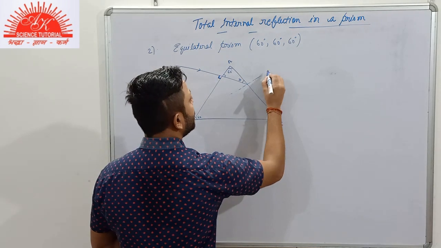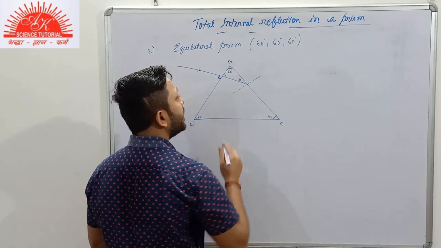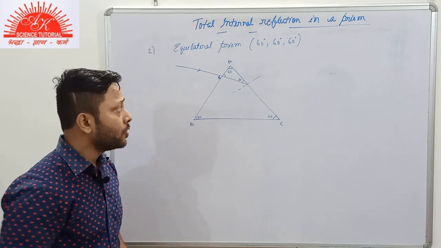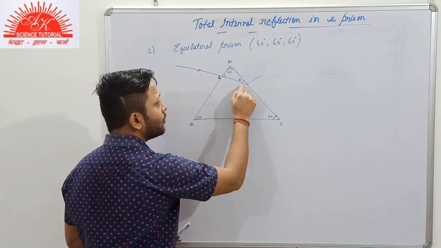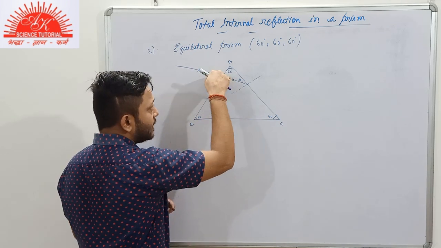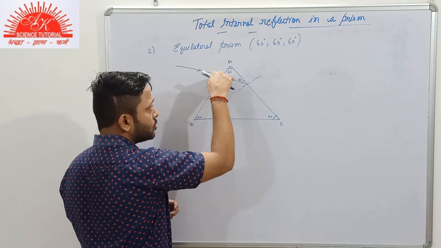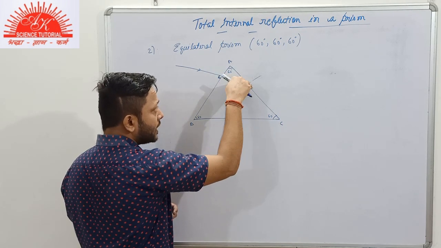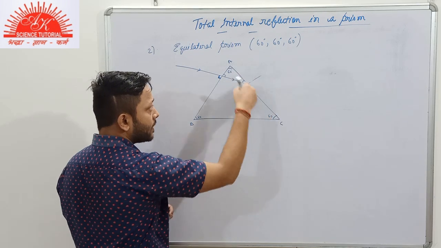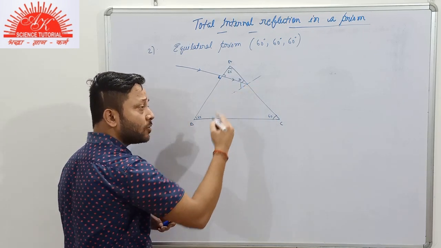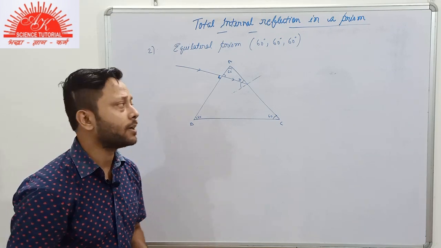Now, in order to get the idea whether total internal reflection will take place or not, we have to find this angle of incidence. Obviously, this light ray is traveling inside the prism, in the glass. So it has to travel in the denser medium. Now, when it strikes this surface AC, if it makes the angle of incidence greater than the critical angle, then only total internal reflection will take place.